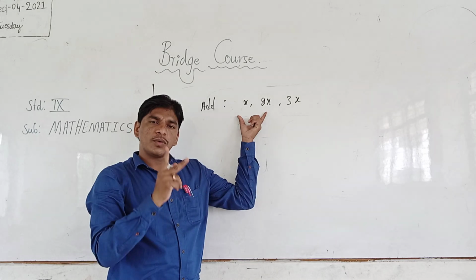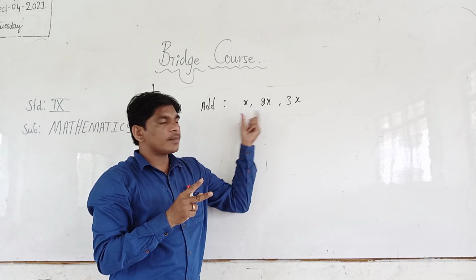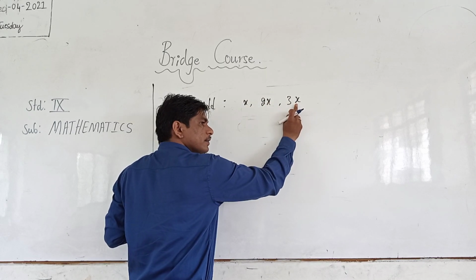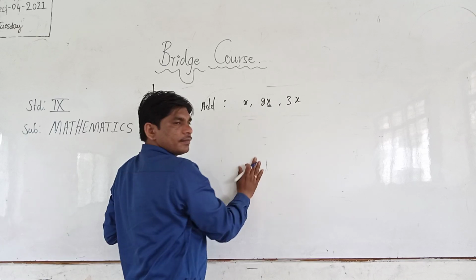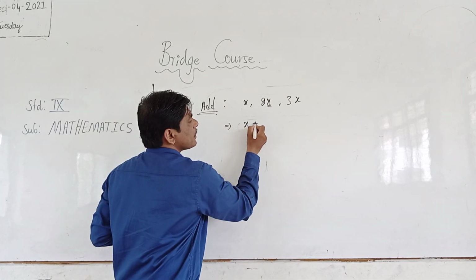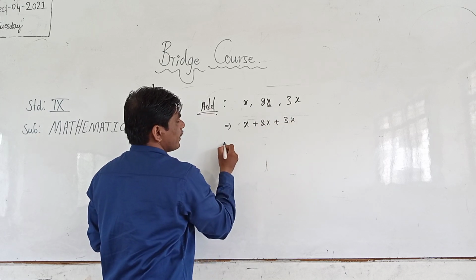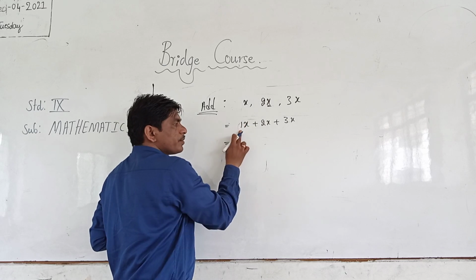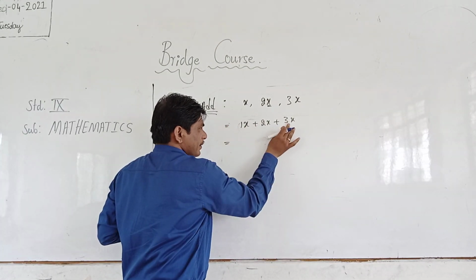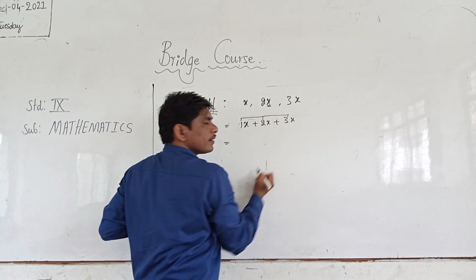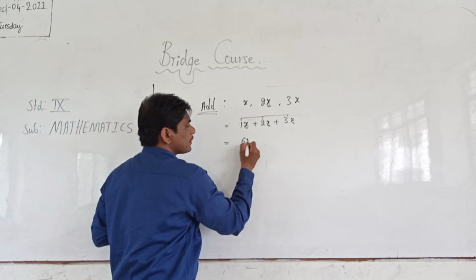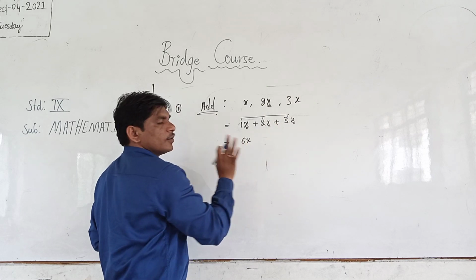Now, in this problem, three terms are given. These three terms have the same variable, that is x only. Here is x, 2x, and 3x. Here x coefficient is 1, here x coefficient is 2, and here x coefficient is 3. That's why you have to add these three: 1 plus 2, 3. 3 plus 3, 6. Write first the constant number, then finally the same variable. The variables are same, that's why x. Now, x plus 2x plus 3x is equal to 6x.